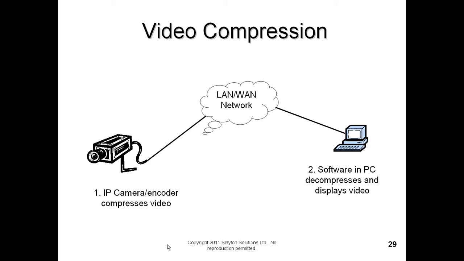And it sends the compressed video packets out through the local network, possibly through the internet. And then over here on the right-hand side, we've got the viewer. The viewer wants to watch the video on his or her PC. Now, what I want to point out here is, while the camera compresses the video, the viewing computer must uncompress the video.